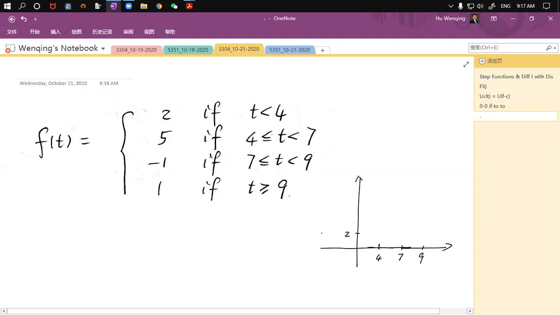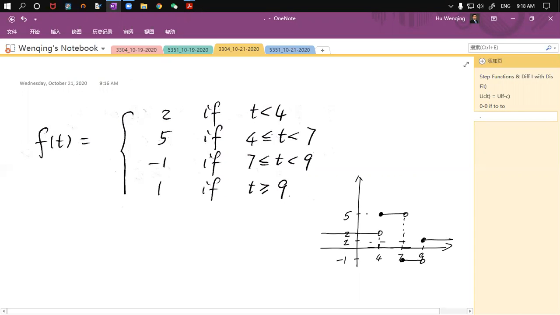Is that good, family? Now the value of the function is equal to 2 if you're less than 4, so you're going to have something like this. Between 4 and 7, the value is equal to 5. Starting from 7, the value becomes -1. And starting from 9 on, the value becomes 1 again.